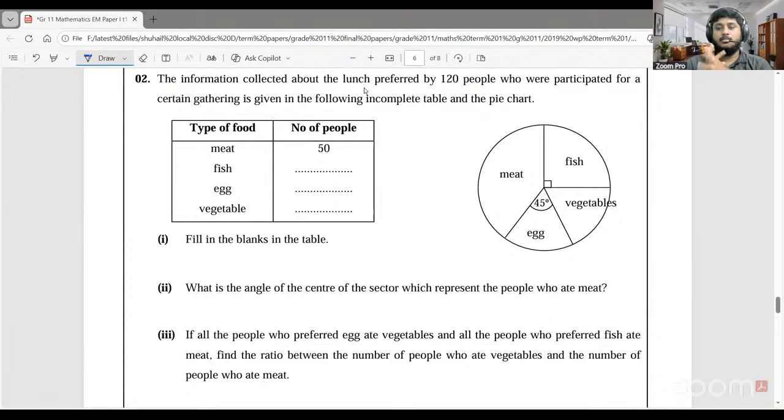Okay, guys, did you finish this? I didn't see anyone in the chat box. What about people? Chat box again. How many questions have you done and what is the condition?